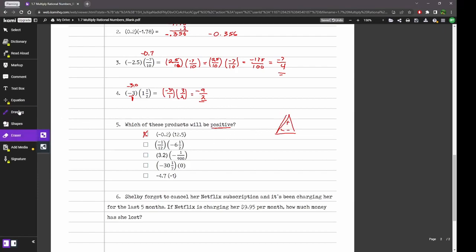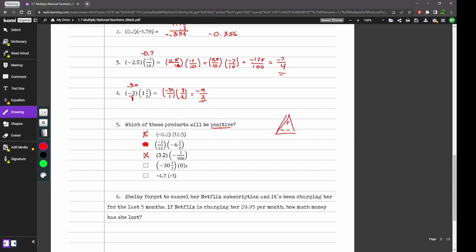What about here? We have a negative times a negative number. We don't actually care what they look like. All we care about is these signs. Well, negative times a negative, we cover those guys up, we end up with a positive number. So that one is positive. Here we have a positive times a negative. Well, positive times a negative, we cover those guys up, we end up with a negative. So we're not looking at that one.